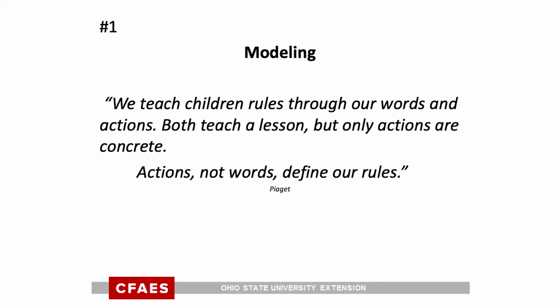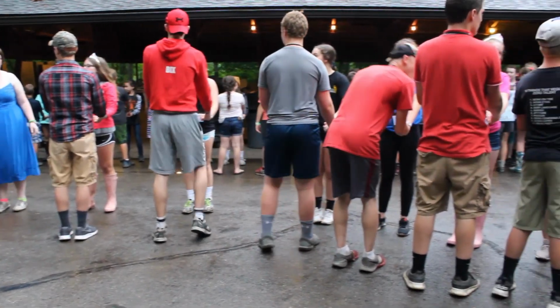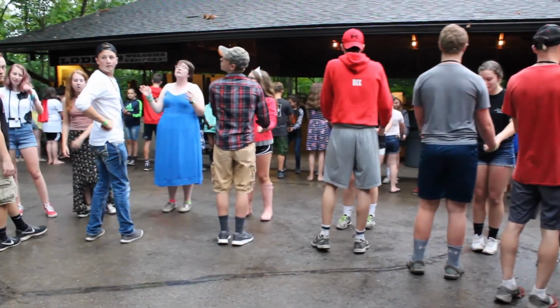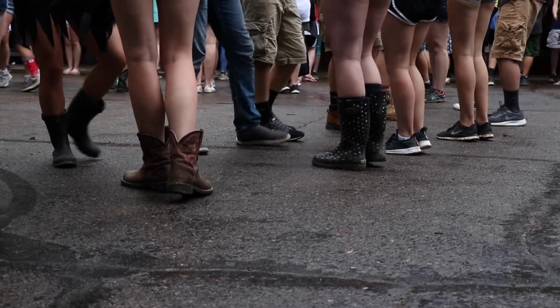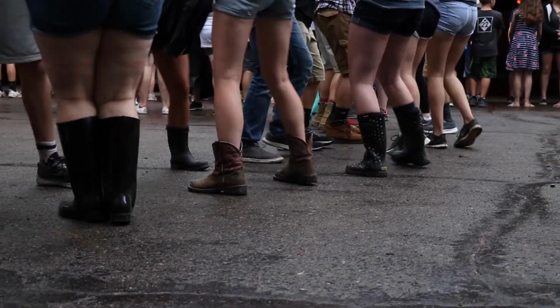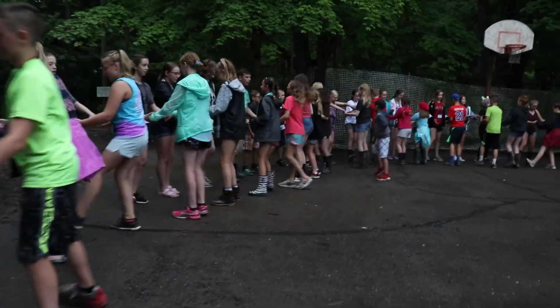Number 1, modeling. We teach children rules through our words and actions. Both teach a lesson, but only actions are concrete. Actions, not words, define our rules. For children, the best intervention and the best deterrent to any misbehavior is a good model. Role modeling cannot be underestimated. We likely don't think of this as a behavior management strategy, but it actually might be the most powerful one.